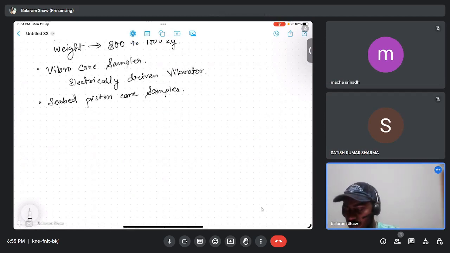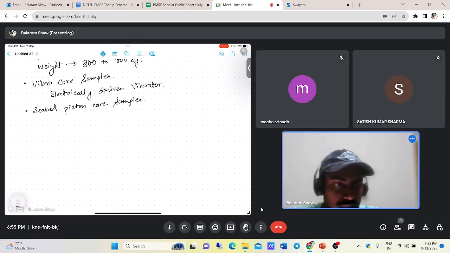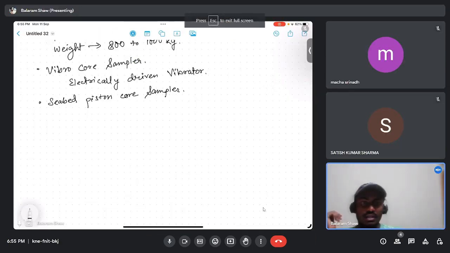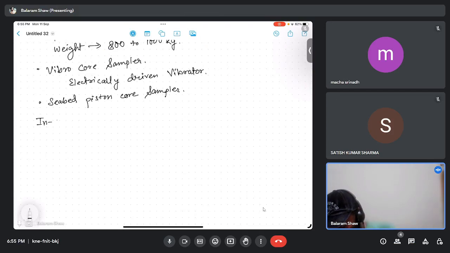Okay, so after the sampling, what do we have to do? We have to go for the in situ investigation. Let us say we have completed the shallow geotechnical survey. Then what will we go for? We will go for the deep geotechnical investigation, or the in situ investigation.